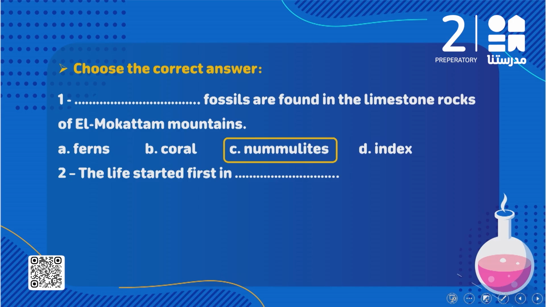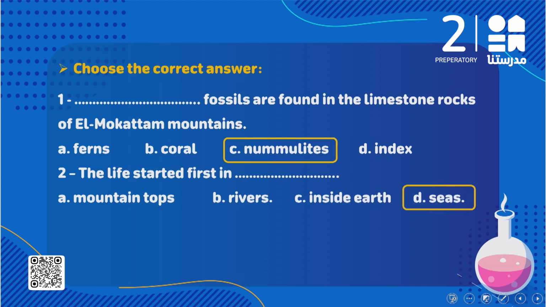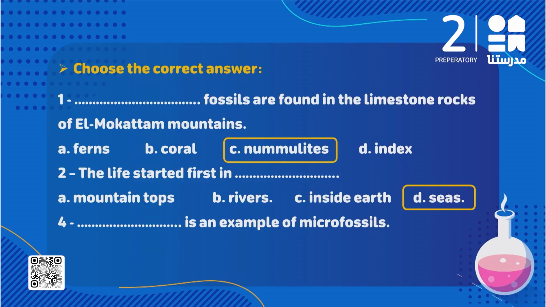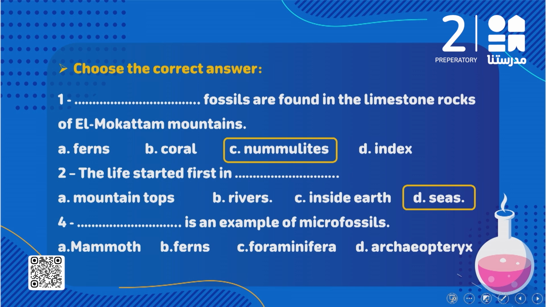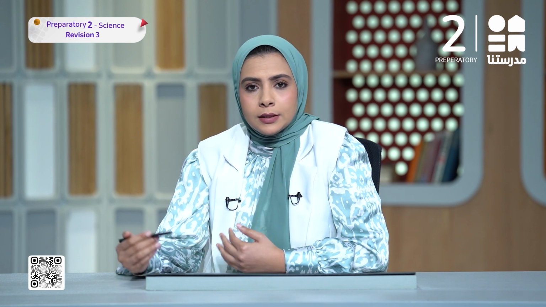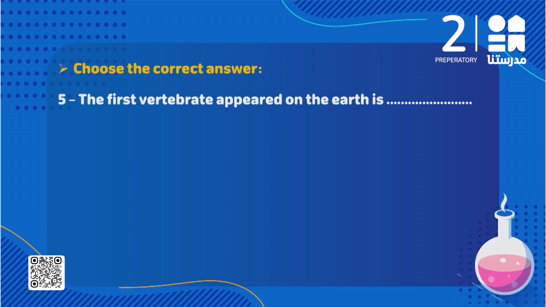طيب the next one, the life started first in احنا قلنا the life started to appear first in seas and after that it started to appear on land. طيب space is an example of microfossils. Microfossils like قلنا foraminifera and radiolaria. So here we have in the choices foraminifera, so we are going to choose it as example of microfossils, and when we find the microfossils in this soil we are going to recognize that this soil is a suitable place for formation of petrol. طيب number 5, the first vertebrate appeared on earth is what is the fish.